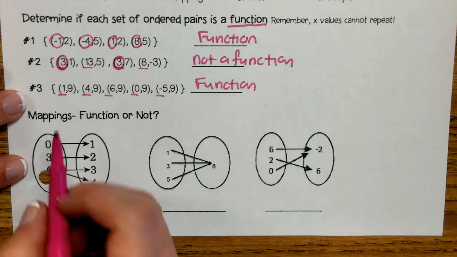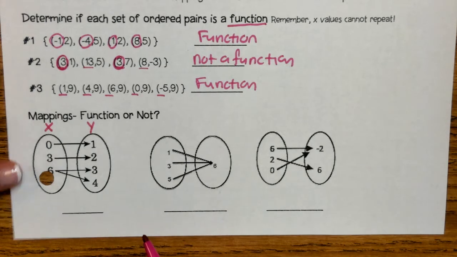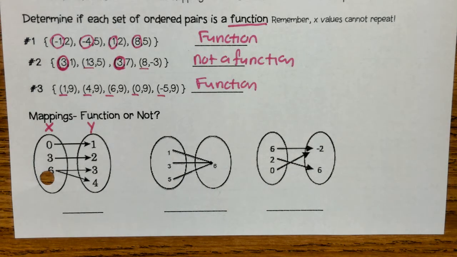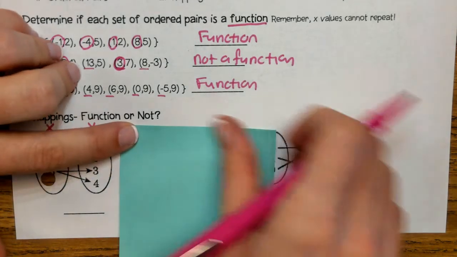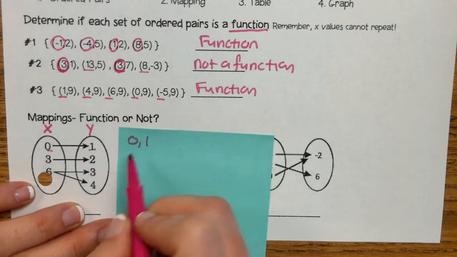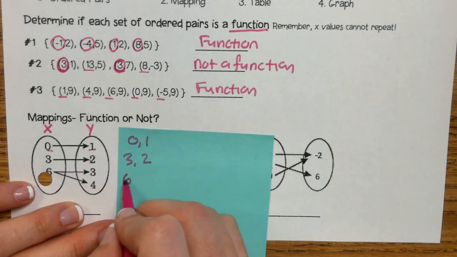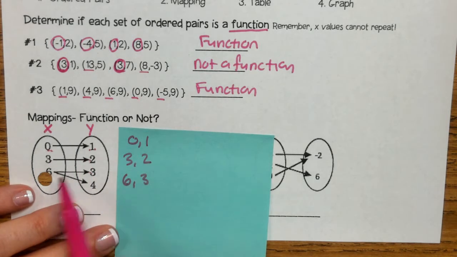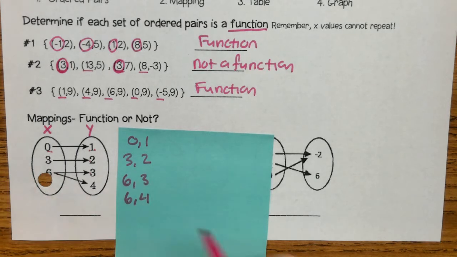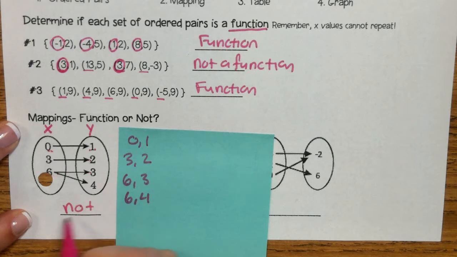These are mappings. In mappings, the left bubble is always the x, the right bubble is always the y. I could represent this mapping as a set of ordered pairs. It would be 0, 1, because the 0 and 1 have an arrow. 3, 2, because the 3 and the 2 have an arrow. 6, 3, and 6, 4. Is this a function? No, because the 6 is repeating.